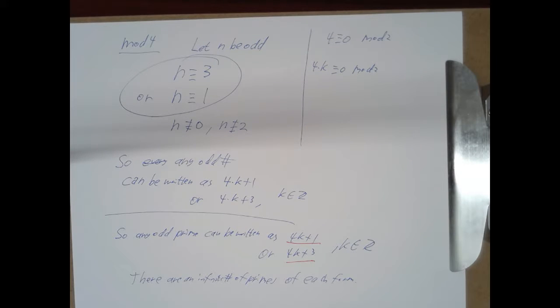Not obvious how to prove that, but it turns out to be true. So there's an unlimited number of primes that are congruent to 1 mod 4, and there's an unlimited number of primes congruent to 3 mod 4.